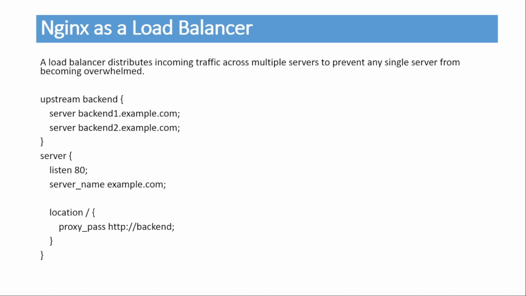IP hash load balancing uses the client's IP address to determine which backend server will handle the request. This ensures that a client with the same IP address consistently reaches the same backend server, which can be useful for session persistence. Use case of IP hash: useful for applications where maintaining session state is important, such as online shopping carts or user sessions.